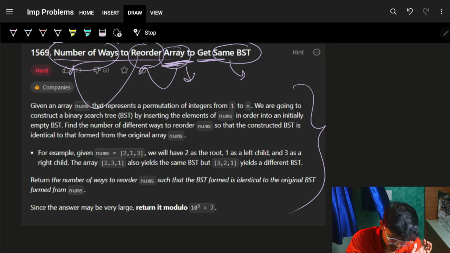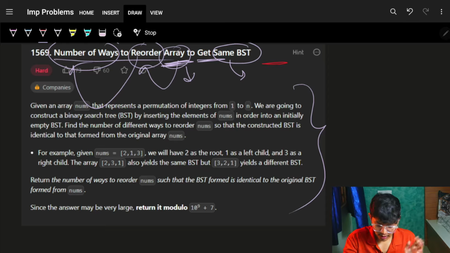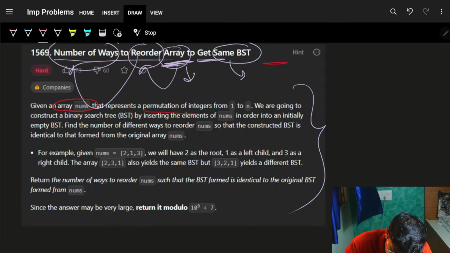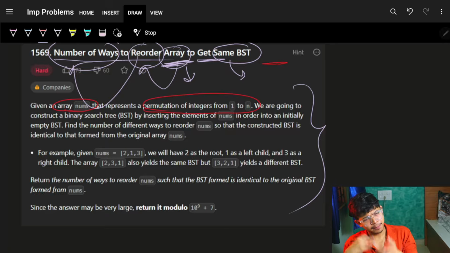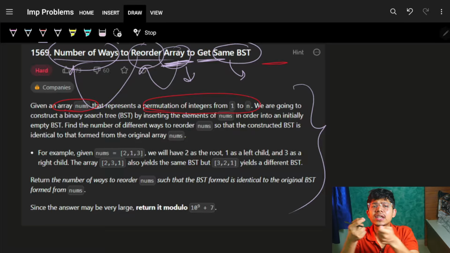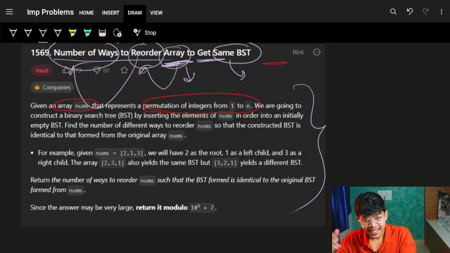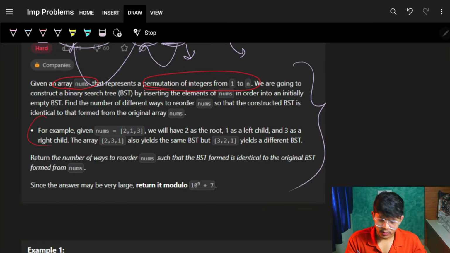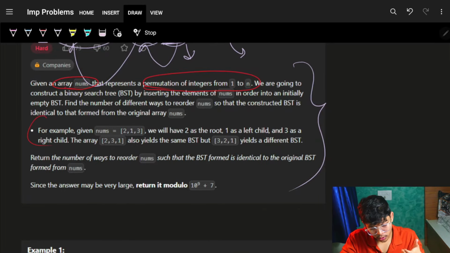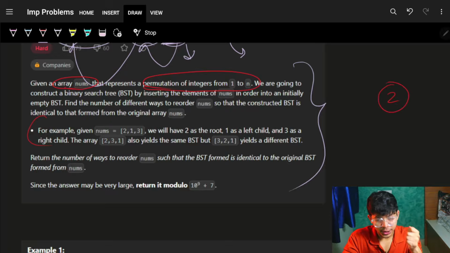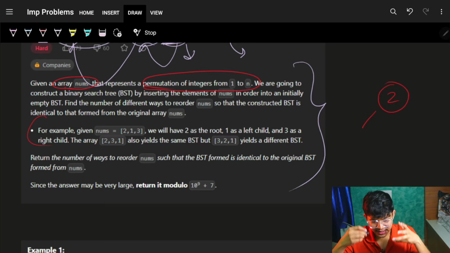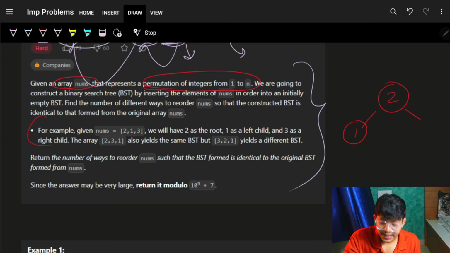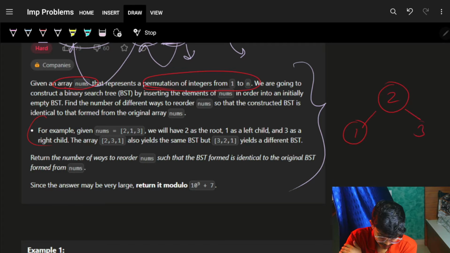The only thing not in this line is that we have an array nums, which is a permutation of numbers from 1 to n. When we say permutation, it is just unique numbers 1 2 3 4 5 6 7 up till n, and those can be in any order whatsoever. And what is a BST? If you don't know, in a BST the smaller element comes on the left side of an element and the bigger element comes on the right side of that element.